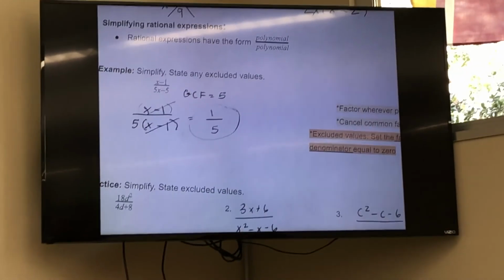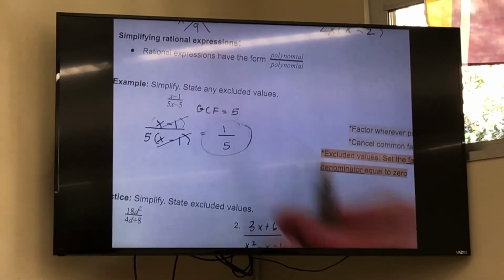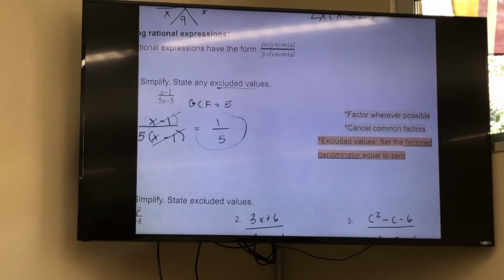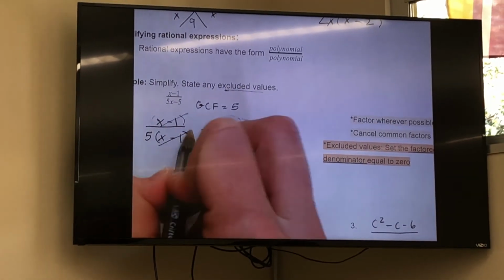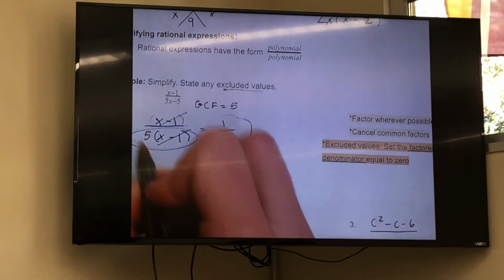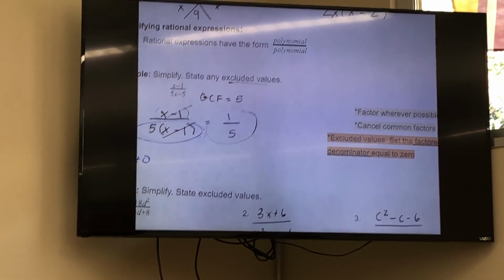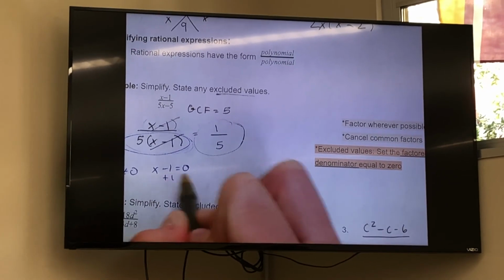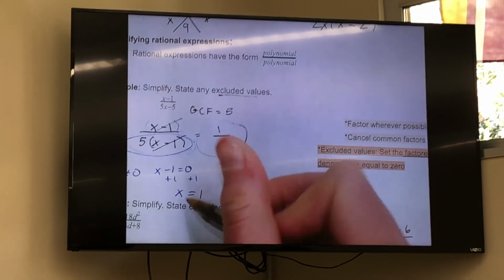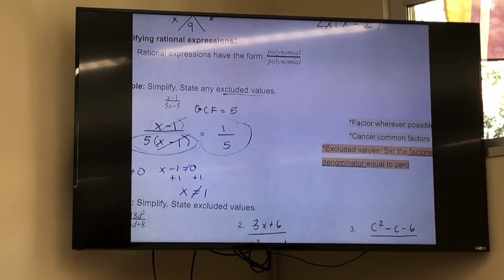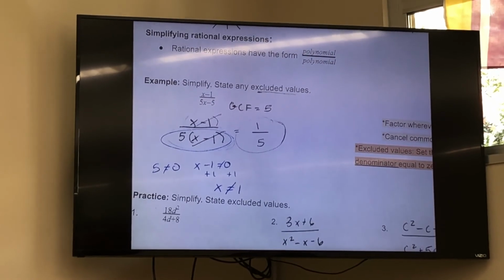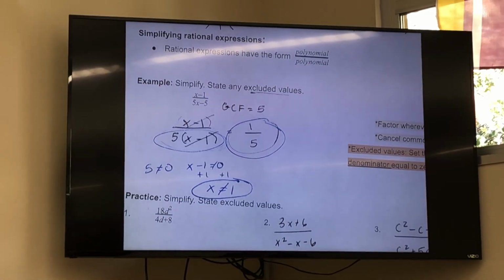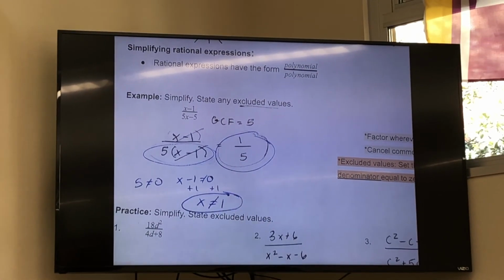So you factor when possible, cancel the common factors, and then now we're going to write what the excluded values are. So you want to look back on this step here before we cancel. You need to set each of the denominator factors equal to 0. So I set 5 equal to 0, that's not going to give me anything. And I set x minus 1 equal to 0. I add the 1, so I get x equals 1, or rather it doesn't equal 1 here. So the bottom can't be 0 anywhere. So this would be my excluded value and my answer. So you have 2 answers every time, your excluded values and what it would simplify to be.